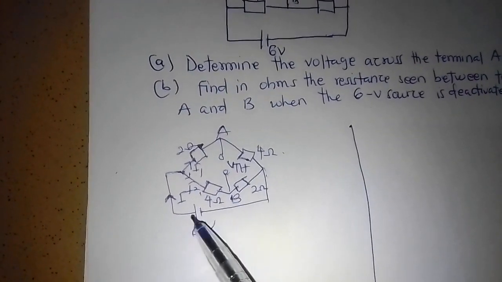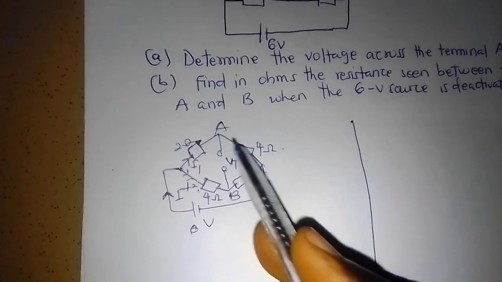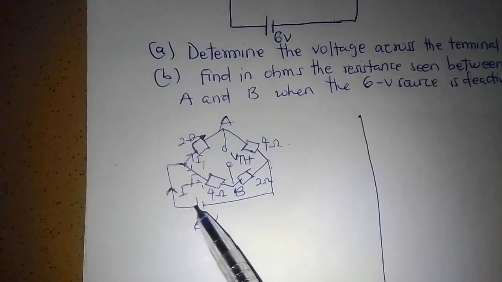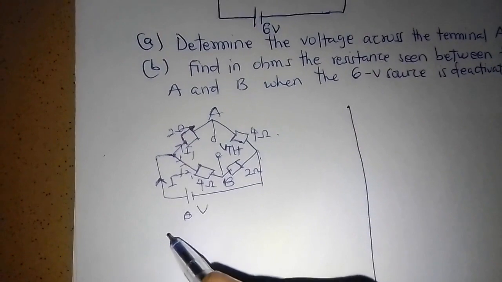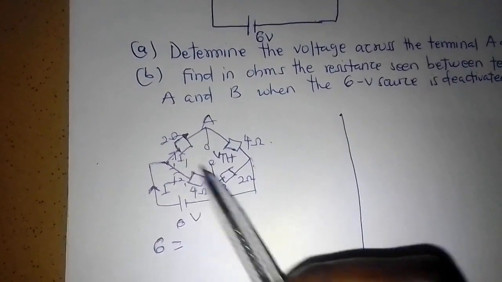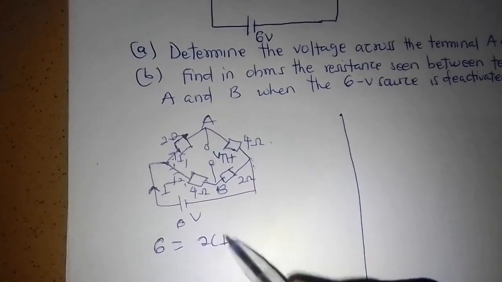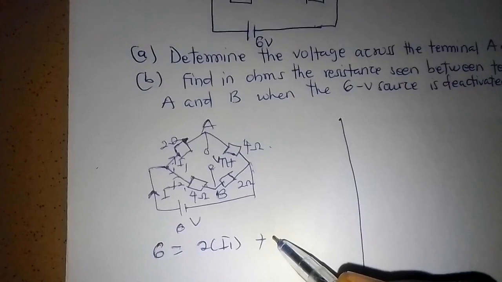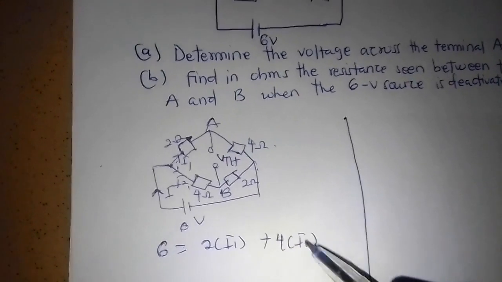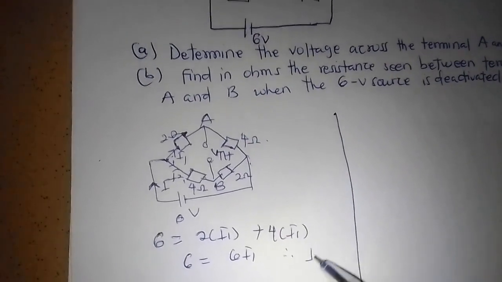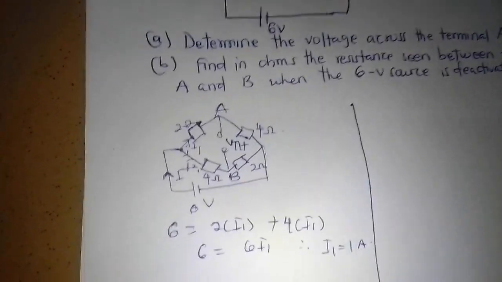I'm going to take this loop, one, check it carefully, like this, as my first loop. So the total voltage in this loop is 6 volts and is equal to the voltage drop across here, which is 2 multiplied by I1, plus the voltage drop across here, which is also 4 multiplied by I1, and that is giving me 6 is equal to 6 I1. Therefore I1 is equal to 1 ampere.